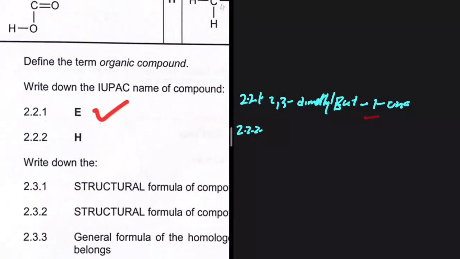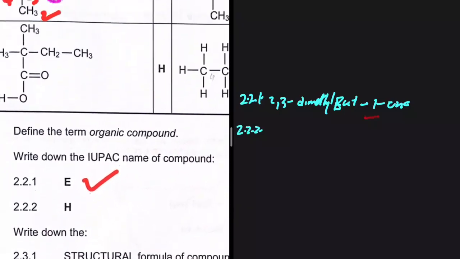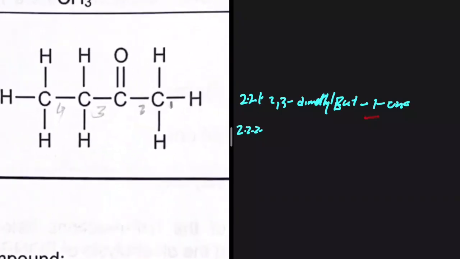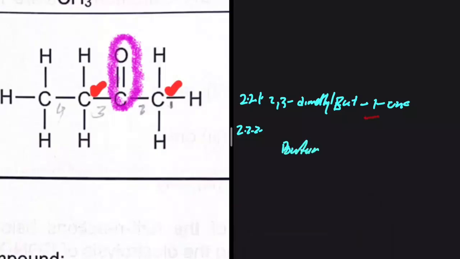2.2.2, we are looking for the IUPAC name of H. So let's go ahead and take a look at H. Okay, on H, carbon double bonded to oxygen. And this carbon is sandwiched by 2 other carbons. That is a ketone. So I'm going to have butan-2-one, okay? I think even if you don't include this 2, it would still be correct.